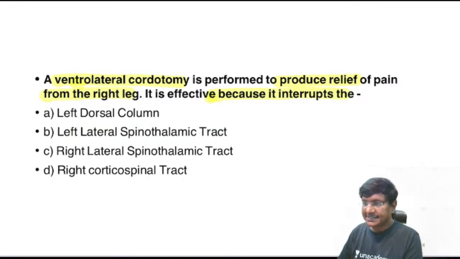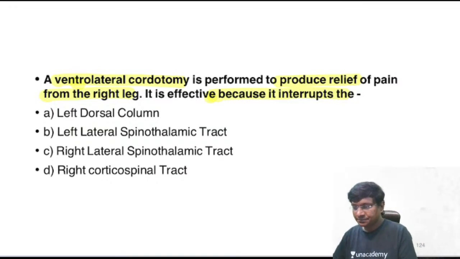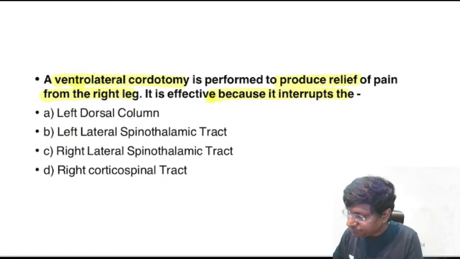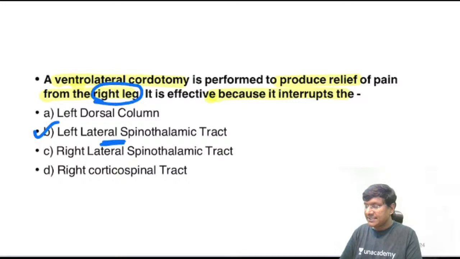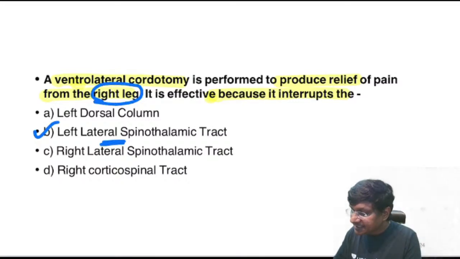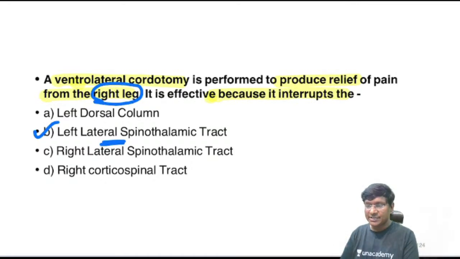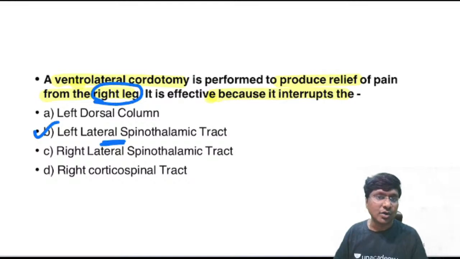Right. So the answer to this question is very good. So you want to produce pain relief from the right leg, so you have to do a left lateral cordotomy, because it interrupts the left lateral spinothalamic tract. So the answer is B, right? So that was about your spinal cord disorders.